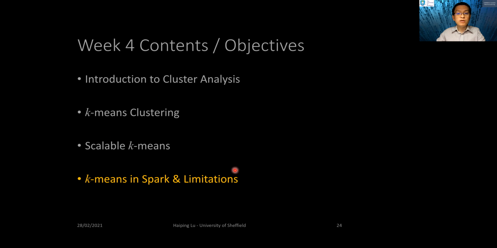That is the introduction of the key algorithms. In the next section, we look at k-means in Spark and the limitations of the k-means algorithm, basically the limitations that cannot be overcome by scalable k-means.